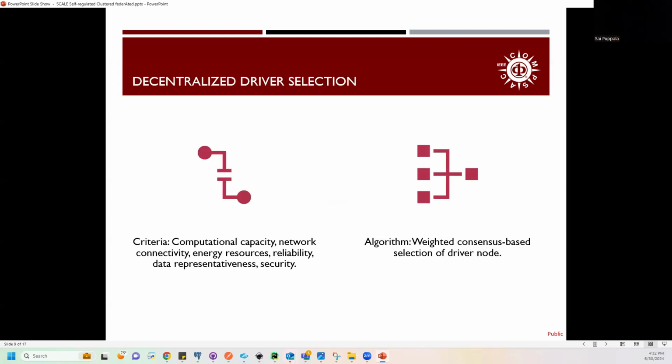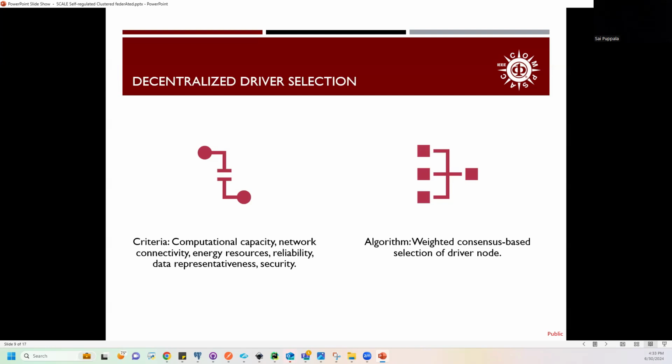Some of the critical things that we have considered for the performance index are computational capacity, network connectivity, energy resources, reliability, data representativeness, and security. These are the selection criteria for the driver node. And we have provided the algorithm. We call that a weighted consensus-based selection of the driver node. You can jump onto the paper to know more about the driver node and how we have performed the selection of the driver node.